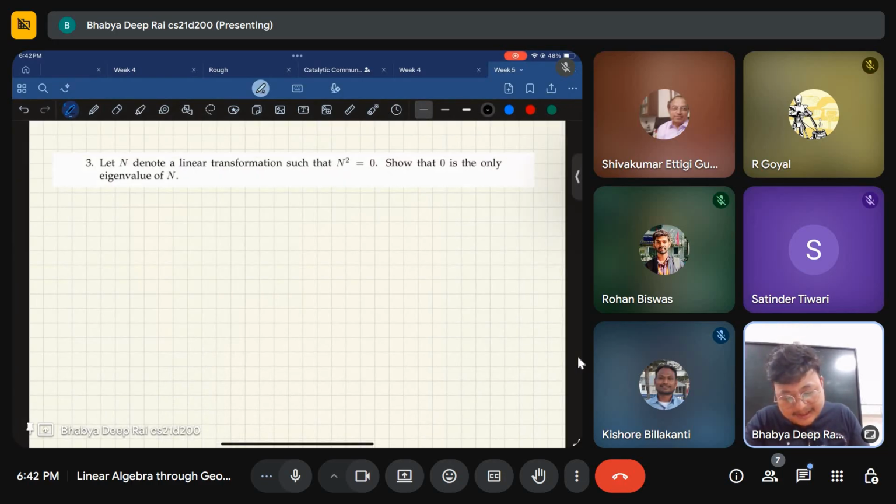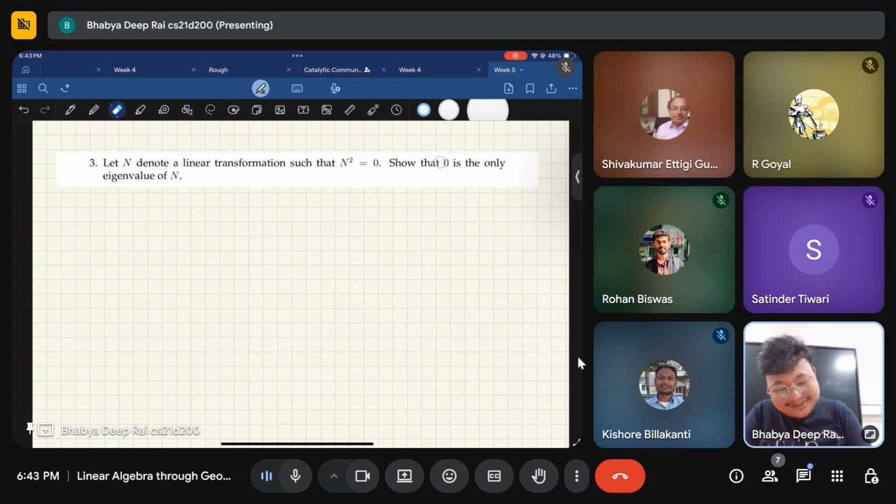And here is another question. Let n denote a linear transformation. So you can try this one. n is a linear transformation, and n square is 0. Show that 0 is the only eigenvalue of n.